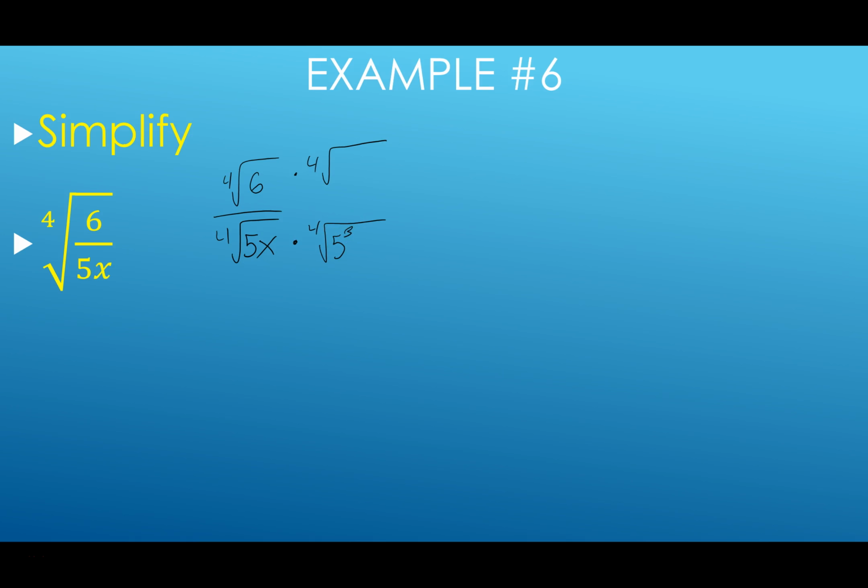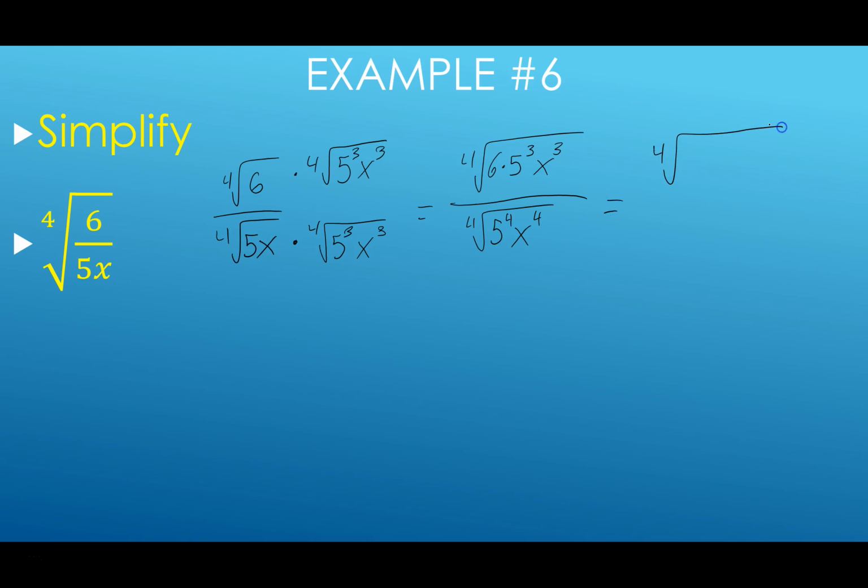We only have one x in the bottom. To make that a perfect fourth, I need 3 more. So we're multiplying top and bottom by the 4th root of 5 cubed x cubed. Because now on the bottom, we'll have the 4th root of 5 to the 4th, x to the 4th, and on top we'll have the 4th root of 6 times 5 cubed, x cubed.